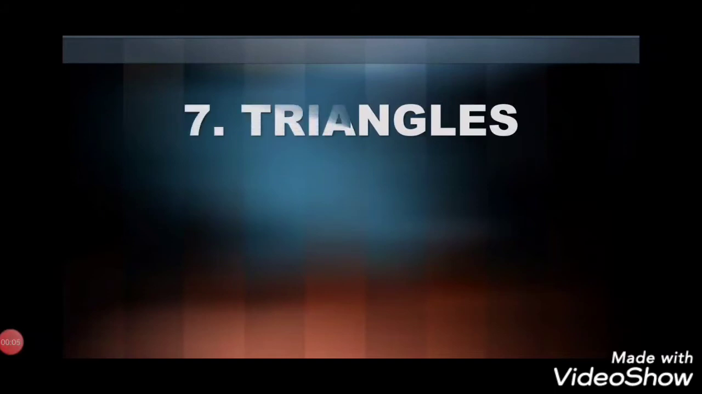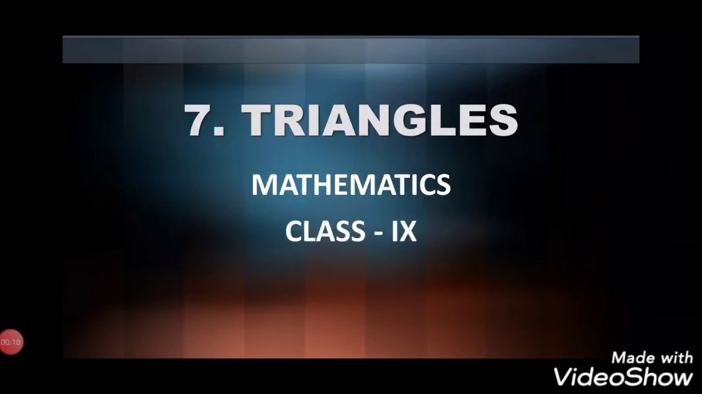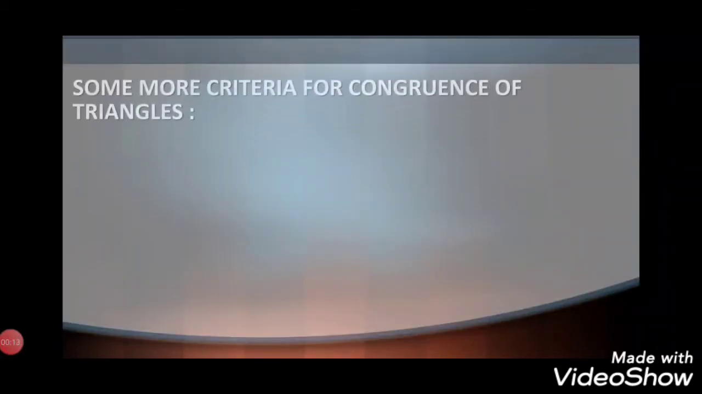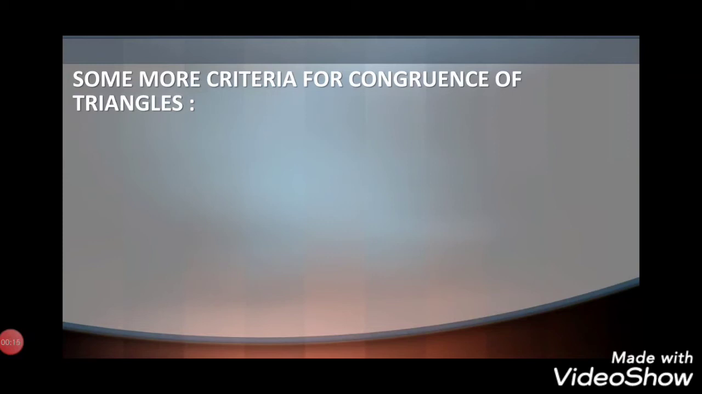Moving further with our chapter triangles, let's study some more criteria for congruence of triangles. In previous lectures, we have already studied two criteria for congruence of triangles, that is SAS congruence rule, that is side angle side congruence rule, and ASA congruence rule or AAS congruence rule.